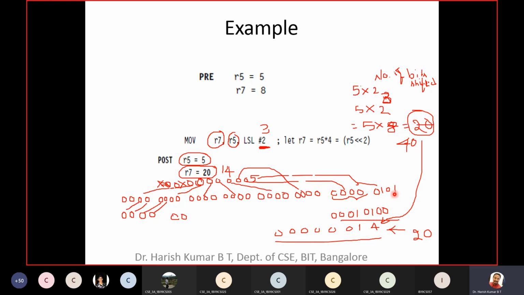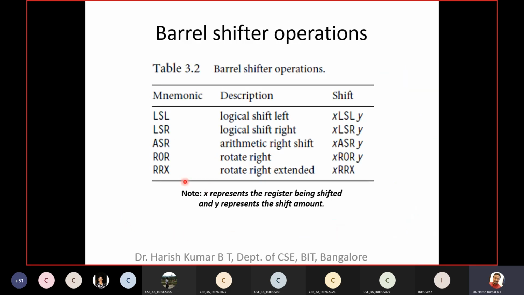And similarly, you can also do rotate right. When I say rotate right, it is something like this. This bit comes here, this bit comes here, this bit comes here, and the bit which you're seeing in the LSB position comes and sits at the MSB position. That is what rotate right is. And then there is something called RRX also. Rotate right extended.